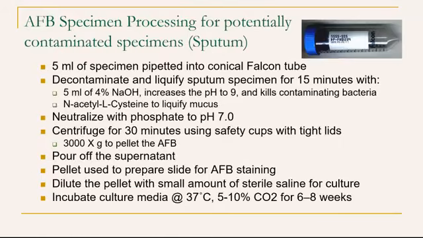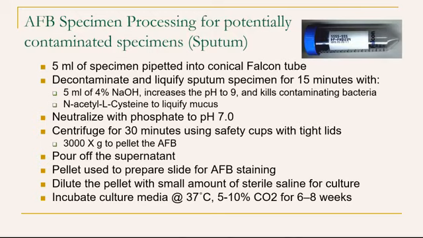AFB specimen processing for potentially contaminated specimens. The process I'm going to go through is mostly for what you suspect to be contaminated specimens, particularly sputum and bronchial lavage. You would first use a conical Falcon tube. You need to use a very thick tube for your processing because you're going to be centrifuging at high speeds. You will have 5 mLs of specimen added to that tube.